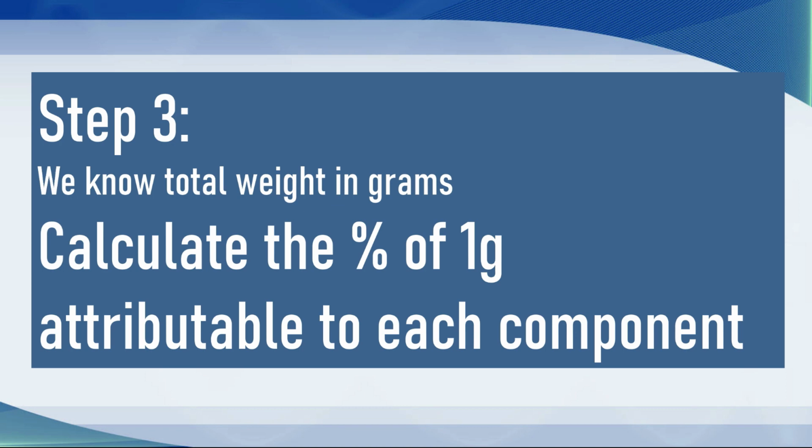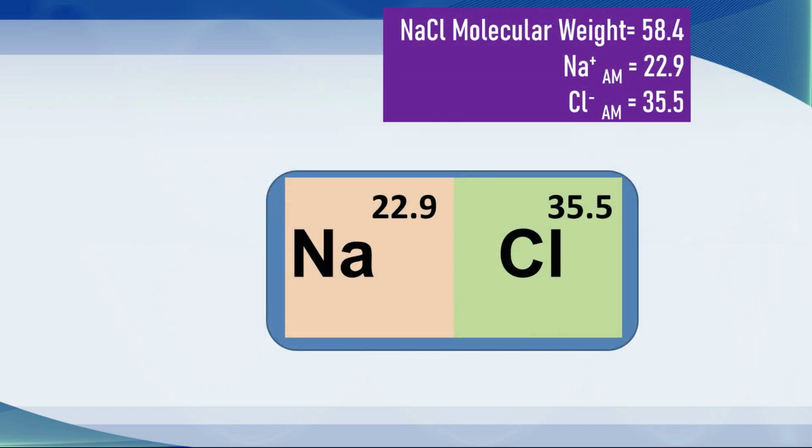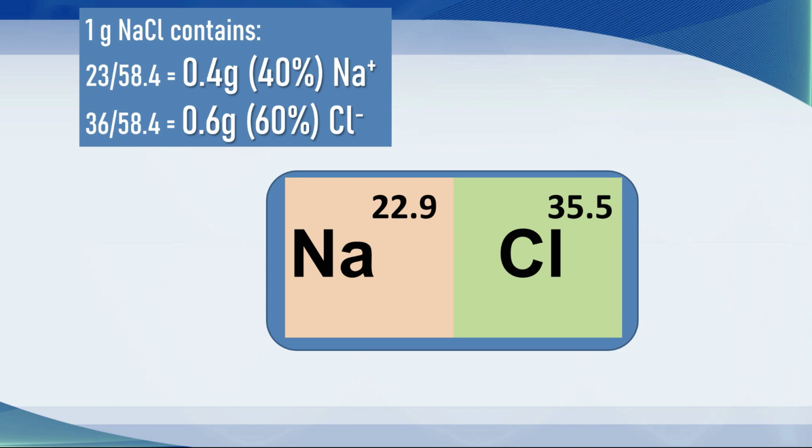Step 3, now that we know the total weight in grams, we can calculate the proportion of 1 gram attributable to each component. We know that the atomic mass of sodium is approximately 23 and that of chloride is approximately 36, and the molecular mass of NaCl is 58.4. If we divide the mass of sodium by the mass of the salt compound, 23 divided by 58.4, we get 0.4 grams of sodium, or 40% of the entire product in 1 gram of salt. So 1 gram of salt is 0.4 grams sodium, 40% sodium.